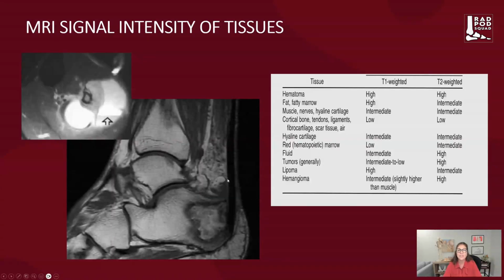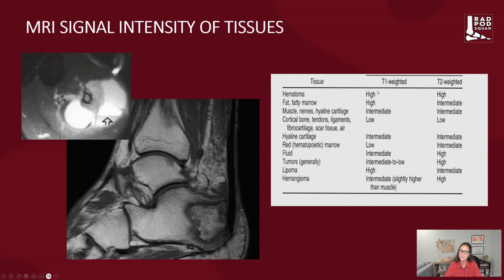Looking at the MR signal intensity of tissues can clue us into the lesion itself. Here we can see there's a fluid level, and that is something that is often seen in aneurysmal bone cysts, but also lesions such as giant cell tumors and also telangiectatic osteosarcomas. We can compare the signal intensity seen here to that of intramedullary fat, and we notice that although it's bright as fat, it has some subtle changes along the periphery of decreased signal intensity.